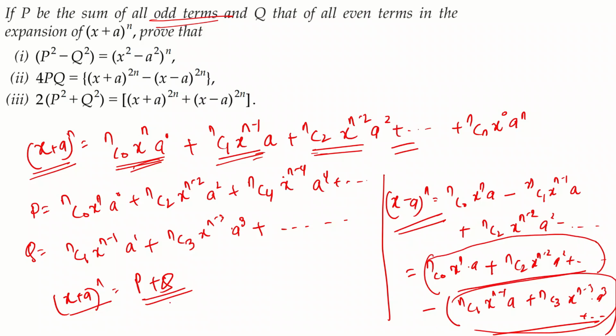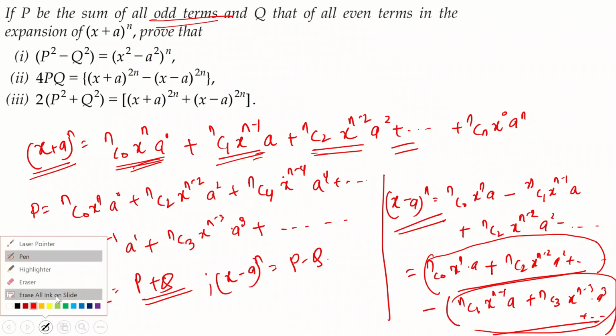Okay, so we have got x plus a whole to the power of n is equal to p plus q, and we have got x minus a whole to the power of n is equal to p minus q. These are the two things that we're going to need. So let me erase everything else and write down what we have got separately for your convenience.